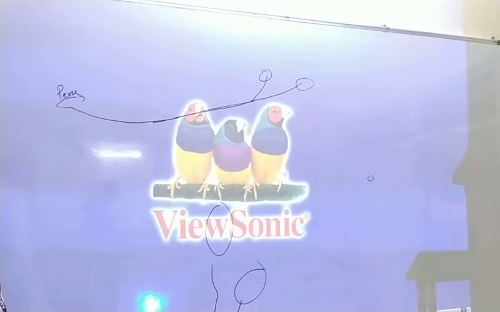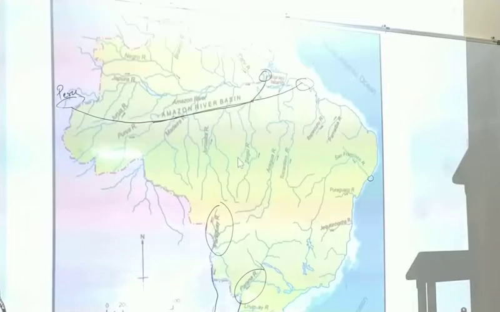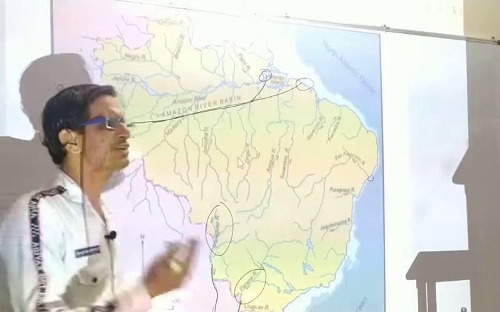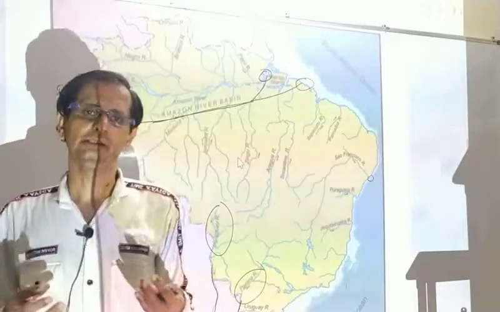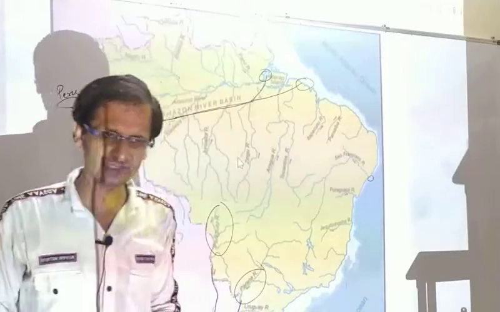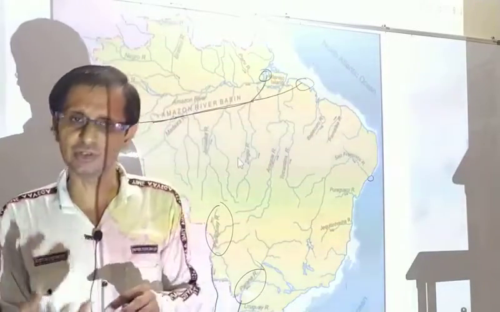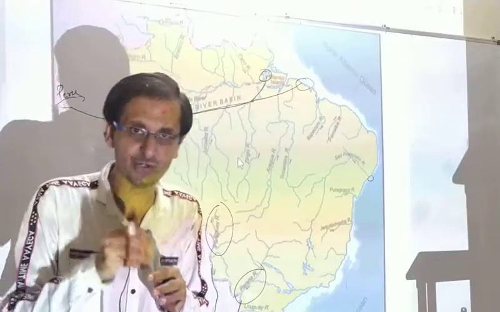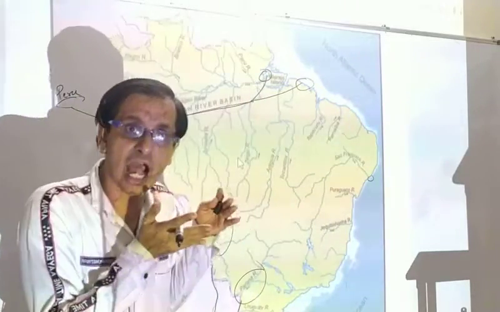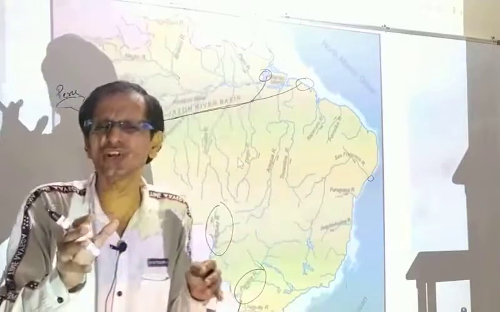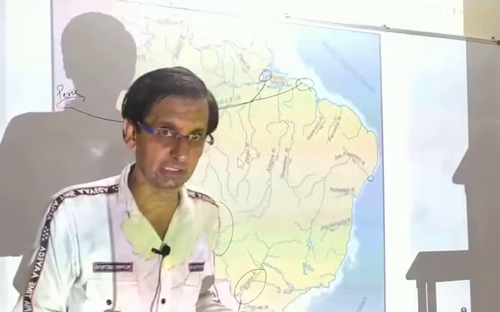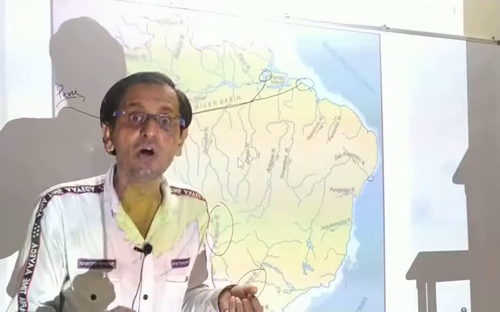A dense network of distributaries, which is a characteristic feature of river mouth areas, is by and large absent in the mouth region of Amazon. Now what do you mean by distributary and tributary? A tributary is a river that joins the main river. Like Ganga has tributaries. Brahmaputra also has tributaries, but mostly Ganga has a lot of tributaries. Tributaries add water to the Ganga. But distributaries are small rivers that take water from the main river system, absorbing water from the large river.